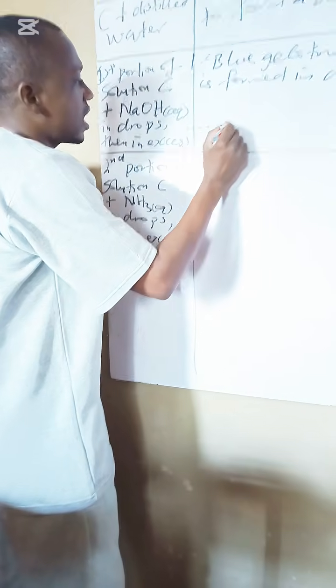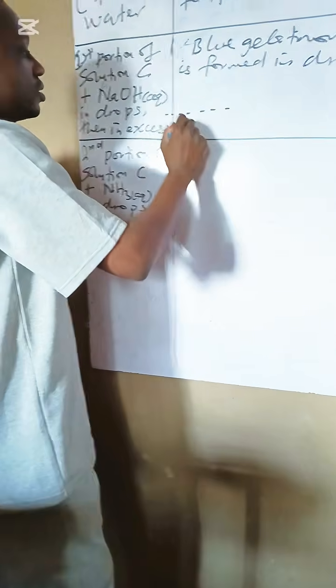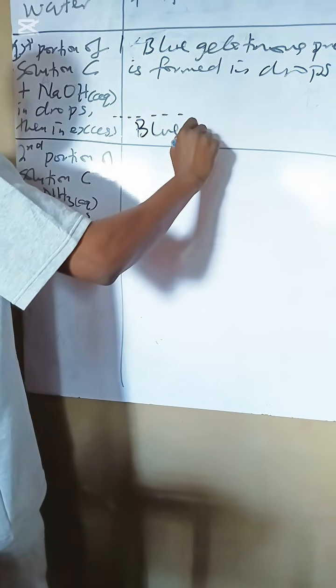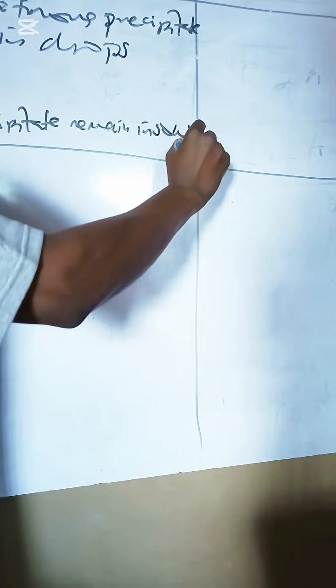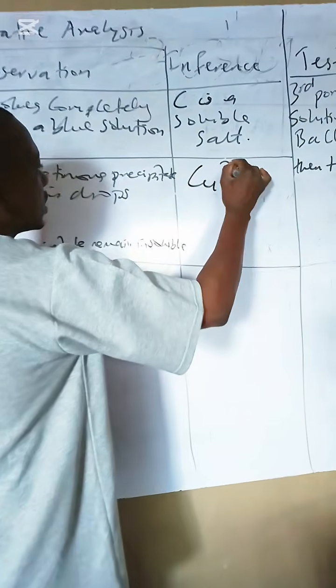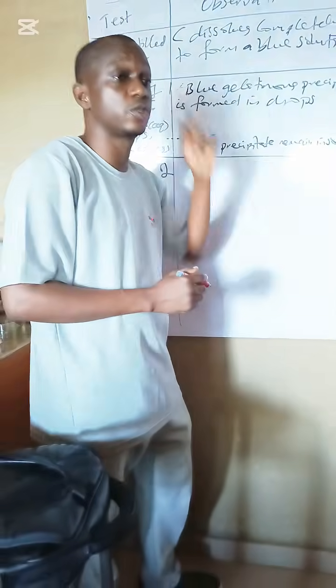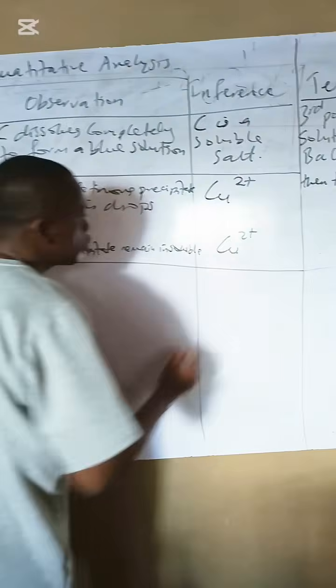Make sure that your answer is on this line. What will now happen in excess, as we have seen? The blue precipitate remains insoluble. Now, for us even getting a blue gelatinous precipitate, we know the only thing that can give us that is Cu2+. Now, blue precipitate remains insoluble. When it remains insoluble, normally, you know that's also Cu2+.